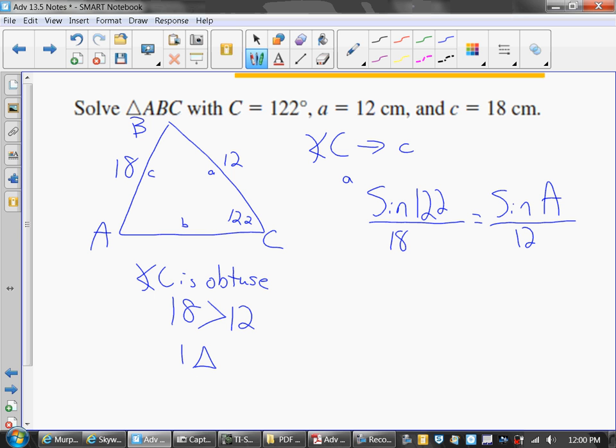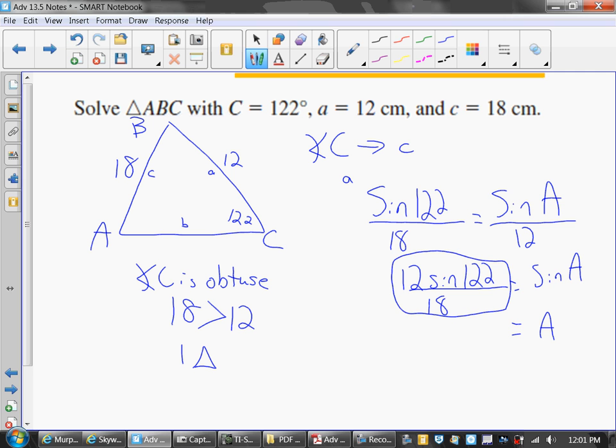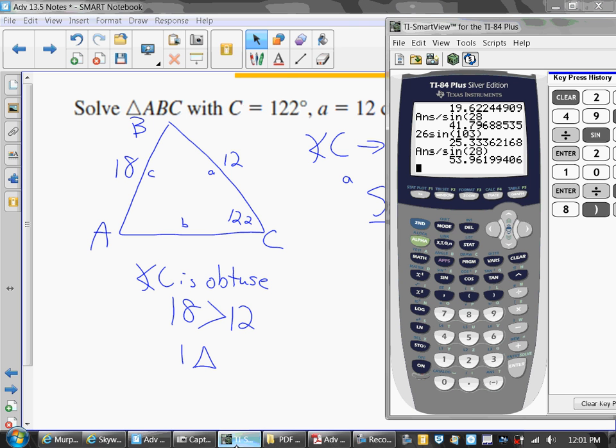What button on a calculator allows you to find the angle? Second sine. So it's the inverse button. So what I'm going to do here is I'm going to get rid of the 12 to the other side, just by multiplying. You okay? So I'm going to get 12 sine of 122 is to 18 is the sine of A. The rest of the problem is calculated. But show me what it's going to be. Okay? So I take my calculator out.